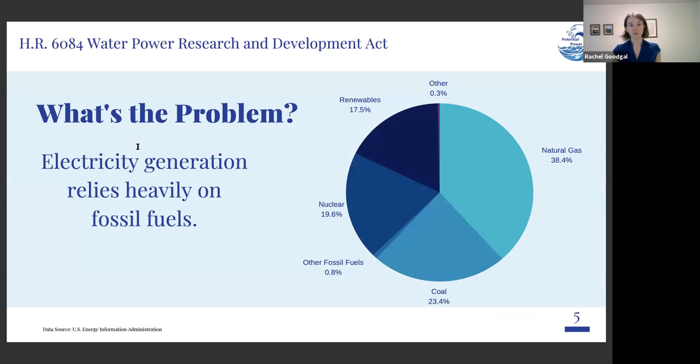So what's the problem? Why do we need this bill? Well, as you can see, renewable energy, which includes hydropower, makes up only about 17% of our electricity mix. On the other hand, fossil fuels, specifically coal and natural gas, are the sources for well over 60% of the electricity generated in the United States. Both of these fuels contribute to global climate change when combusted. They also cause a variety of environmental damages that happen from extraction to electricity generation.